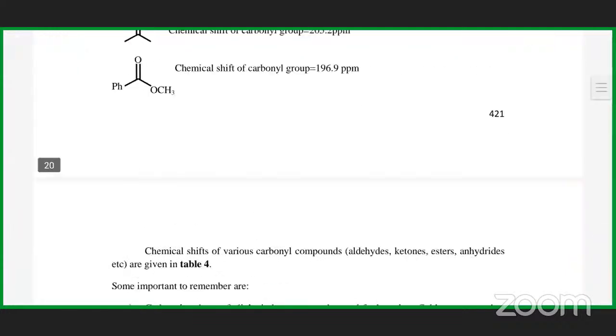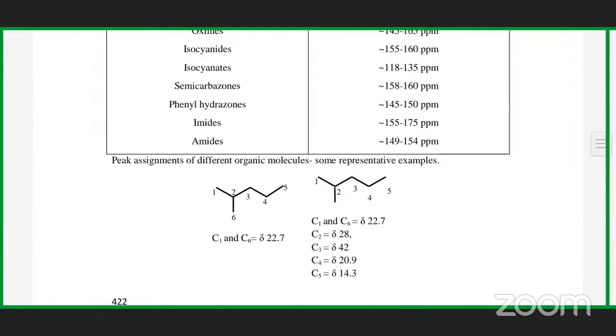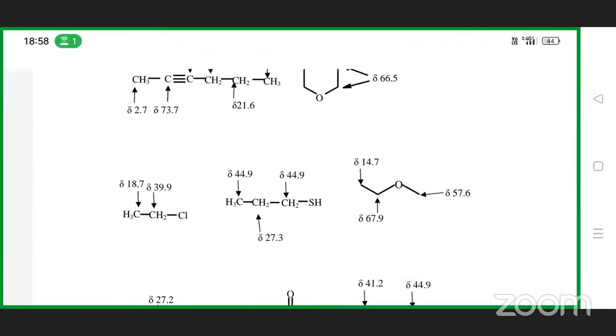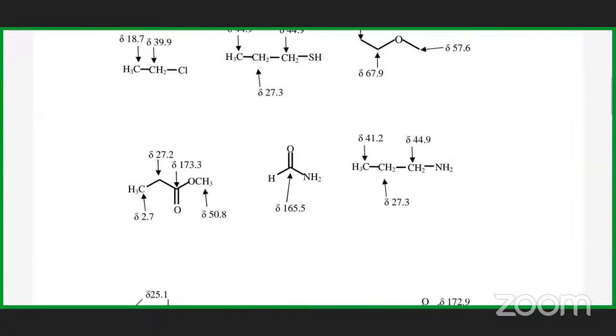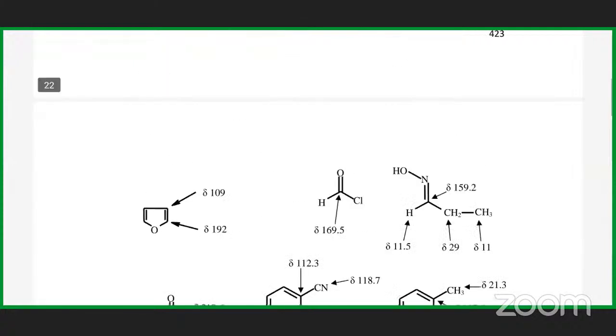Then for carbonyl compounds, right? So, the calculation of the delta values. By following that, by taking the base value and adding the respective additional values, you can do the calculation of that.